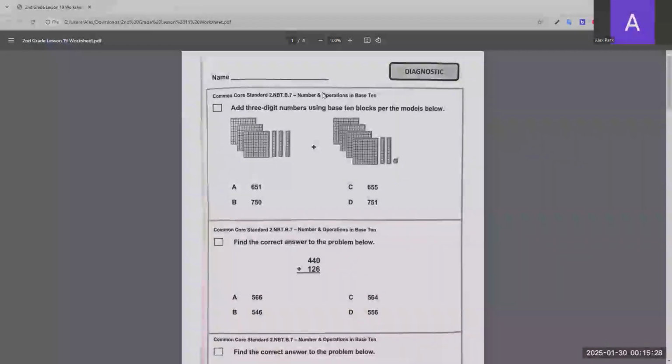Today we're going to be doing second grade lesson 19 worksheet. So number one, add three-digit numbers using base 10 blocks per the models below.